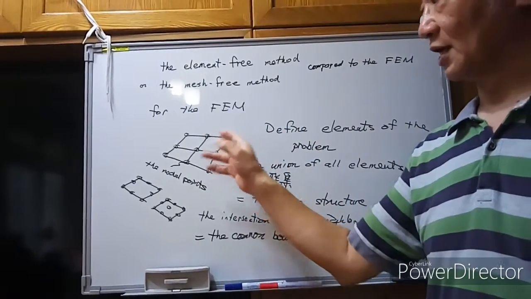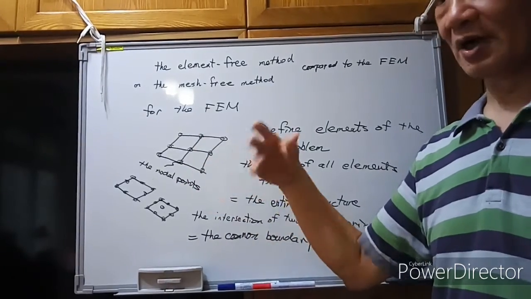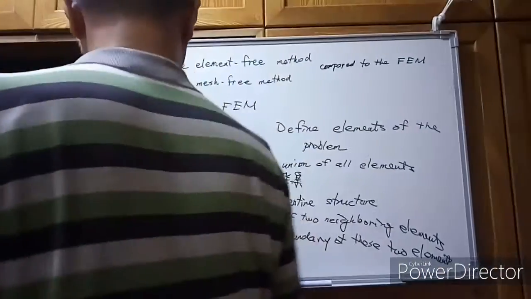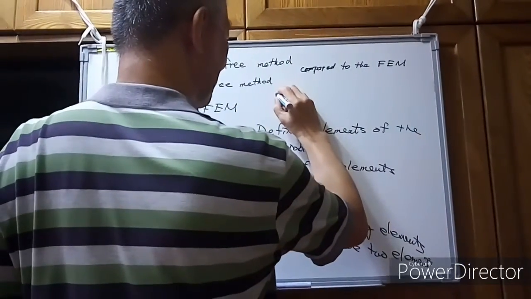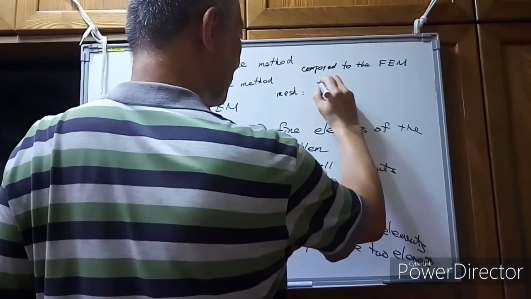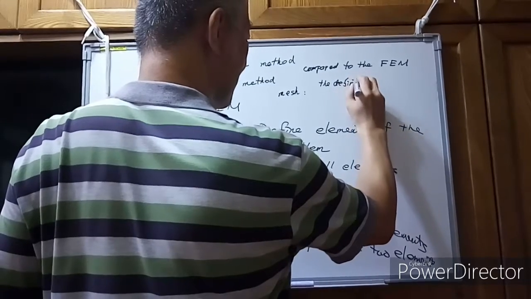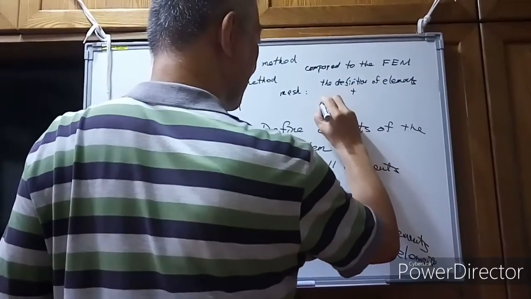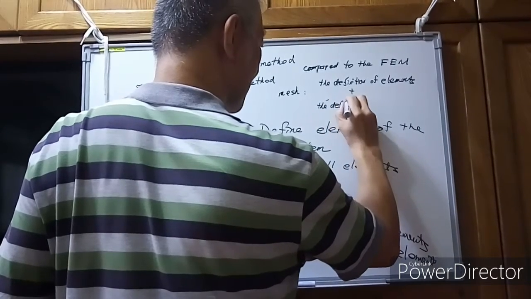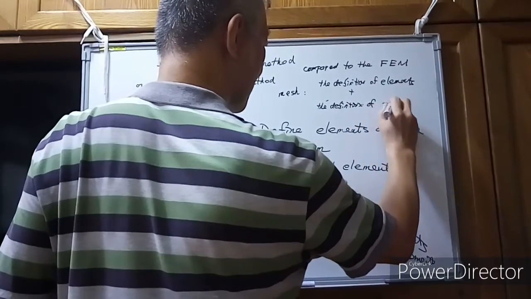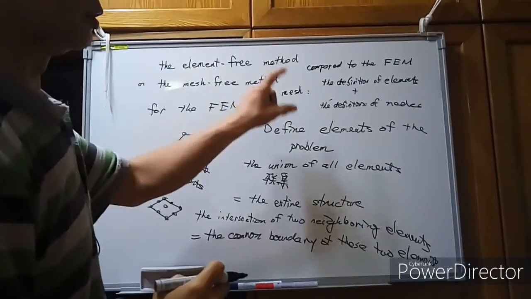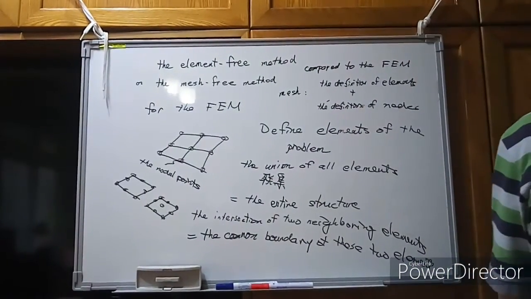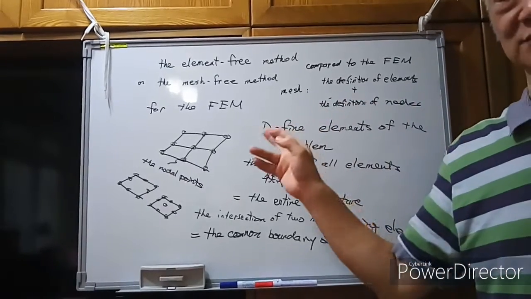And the definitions of the elements and the nodal points, combine these two, the work to combine the definitions of the elements and the definitions of the nodal points, it is called the mesh. Okay, so what is the mesh? The mesh includes two parts of the work. The first part, you need to define the elements of the problems. The second part will be the definition of the nodes of the problems.